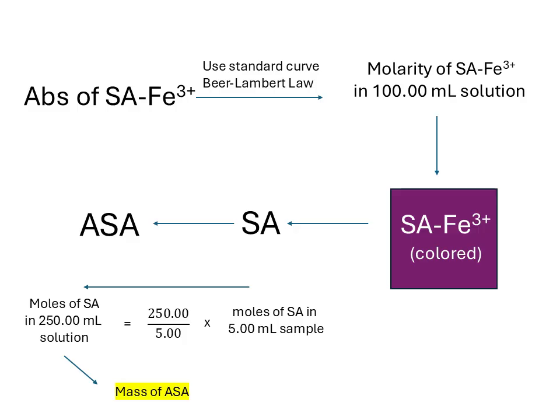The total amount of salicylate ion in the original 250 milliliter sample can then be calculated. Since the reaction of ASA to SA is 1:1, if you know the moles of SA in the solution, you know how many moles of ASA was added to it. The mass of ASA can then be calculated.